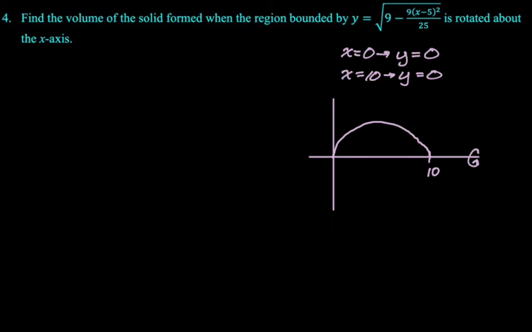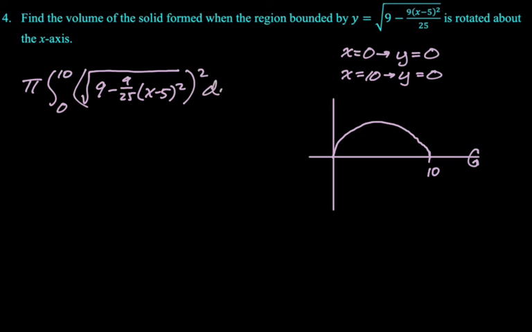So I'm going to set it up. It's going to be pi, the integral from 0 to 10, our whole radical thing, and then we're squaring it. If this wasn't a volume problem, if it was just trying to find the area of that region, much trickier, but not the case. Volumes sometimes are easier to find. So when we square it, it just gets rid of the square root. Let's watch me write that.